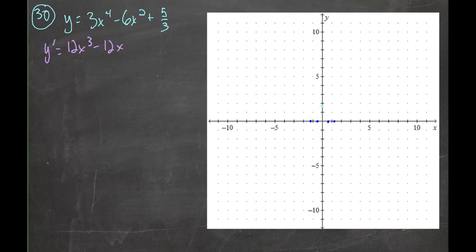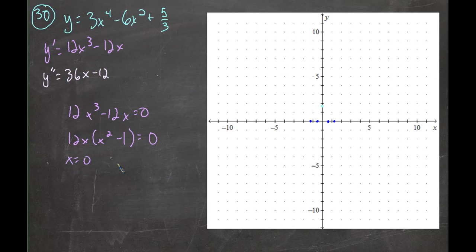Y double prime equals 36x minus 12. Okay, what do we do with that? Well, remember, extrema are going to only live where the derivative is 0 or undefined. No undefined for the derivative here, so we'll find the zeros. Okay, so we'll set 12x cubed minus 12x equal to 0. 12x gets factored out. We got x squared minus 1 equals 0. So x equals 0 or x equals plus or minus 1. So those are places where we may have extrema.